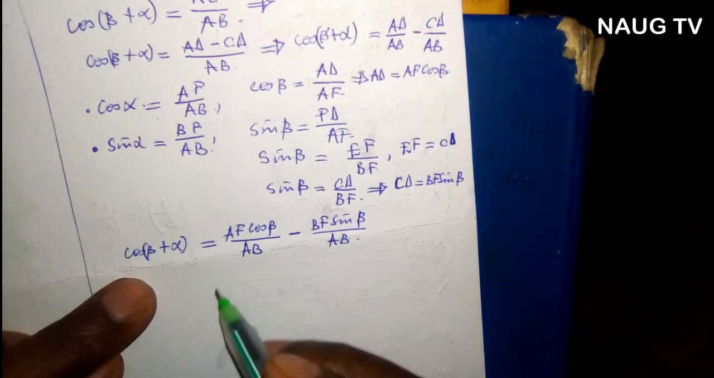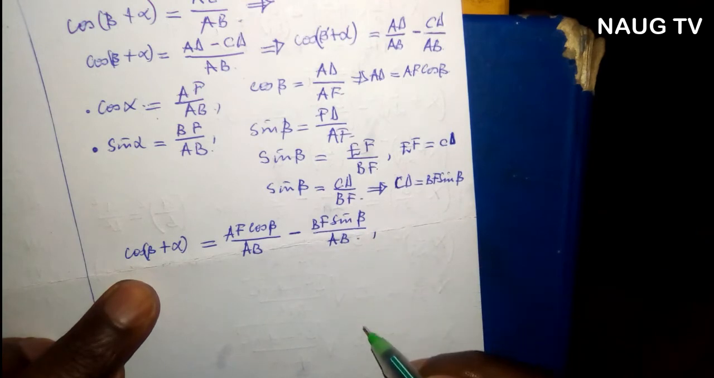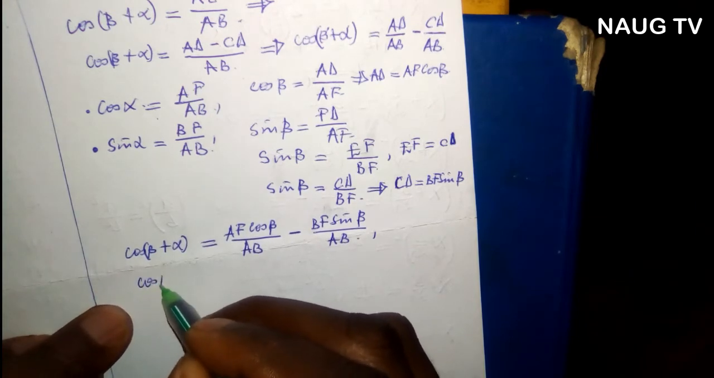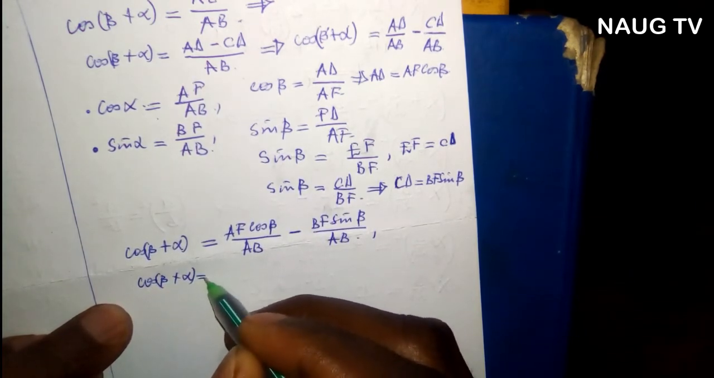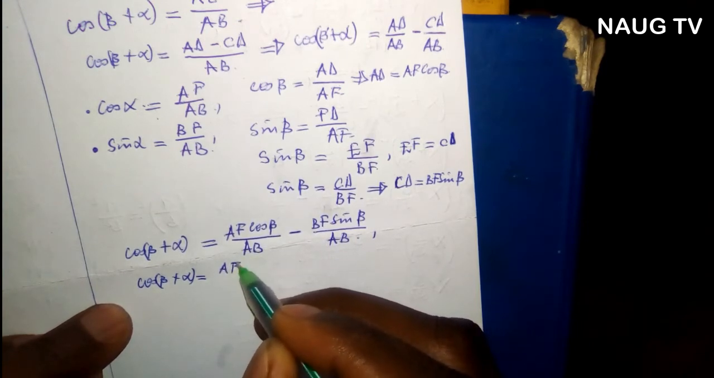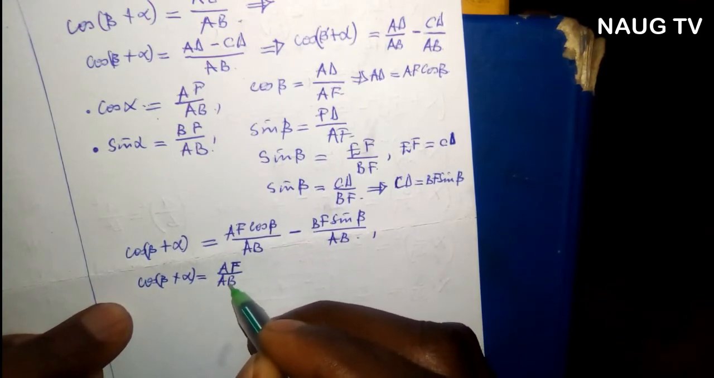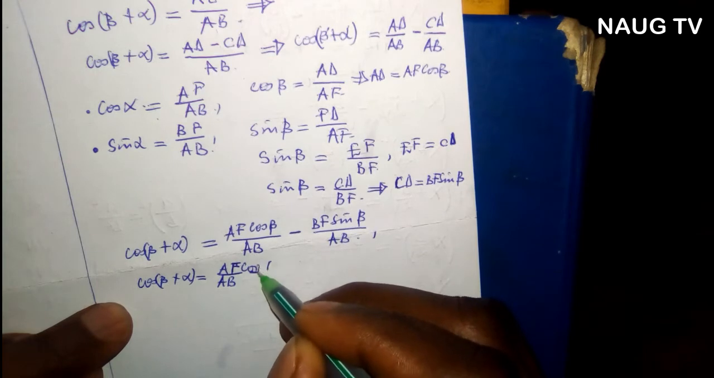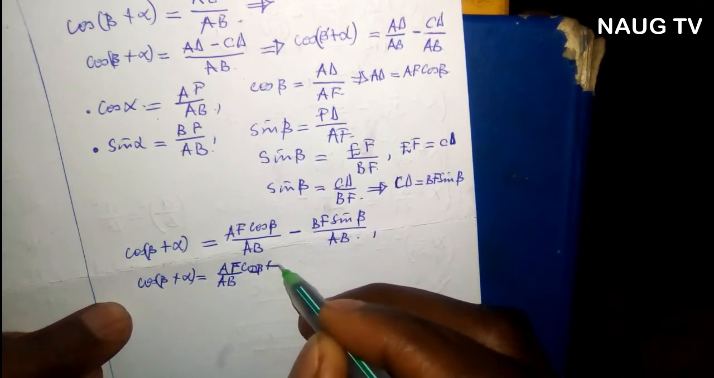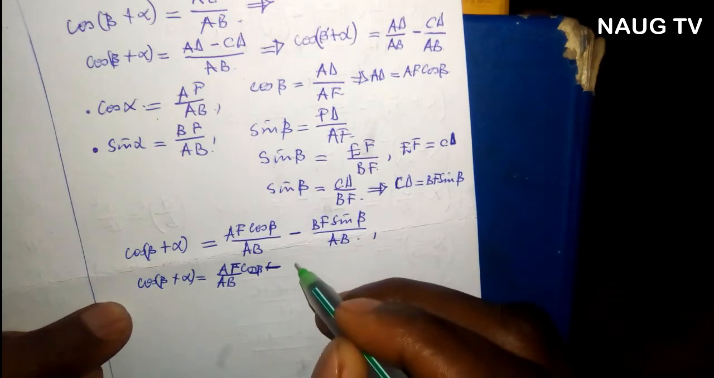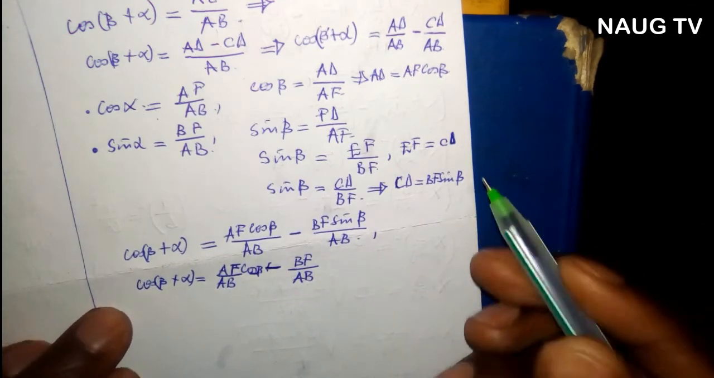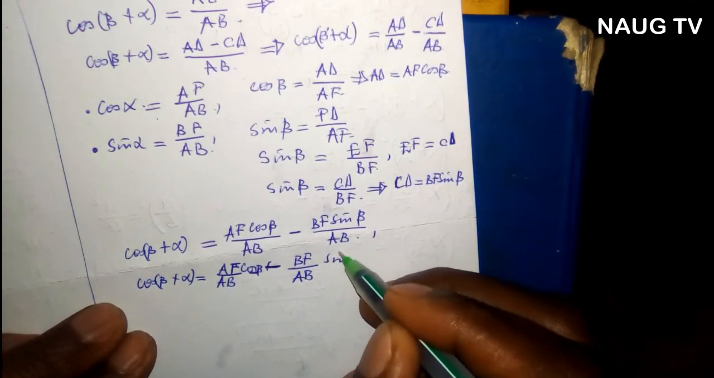At this point we can see that cosine beta plus alpha equals AF over AB cosine beta, negative BF over AB sine beta.